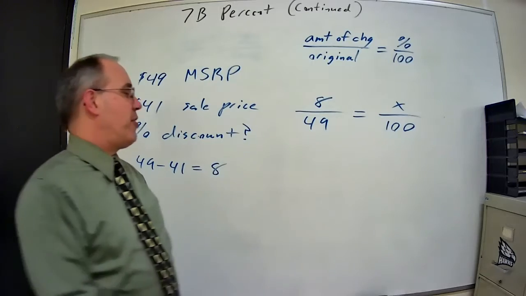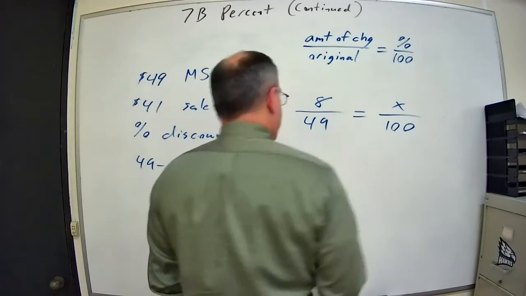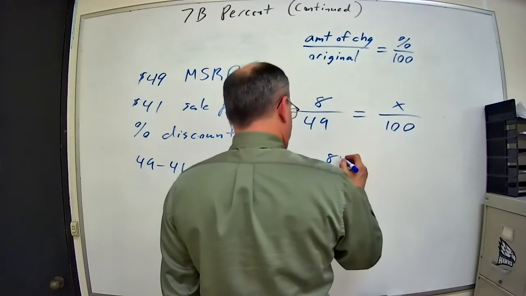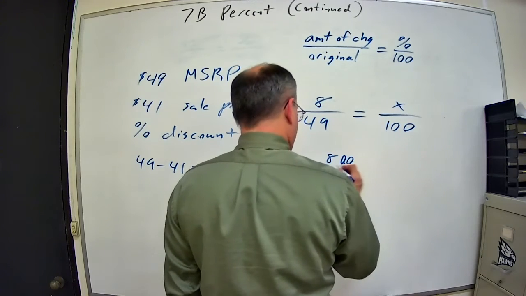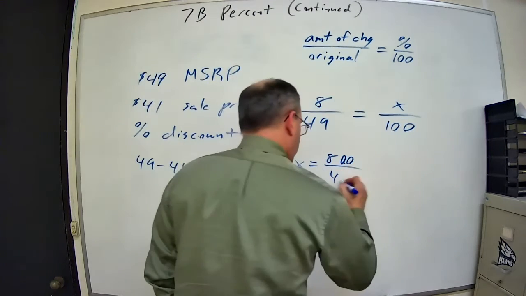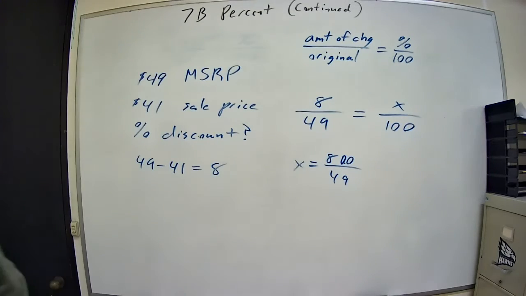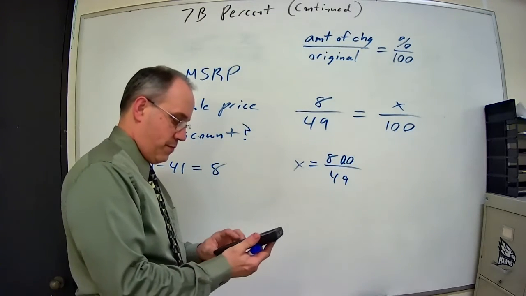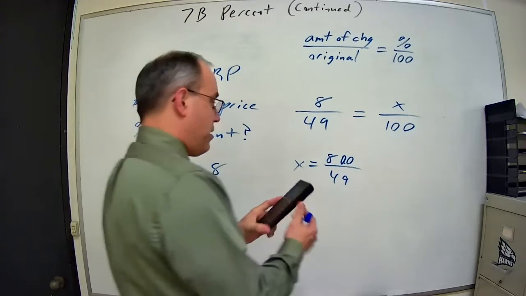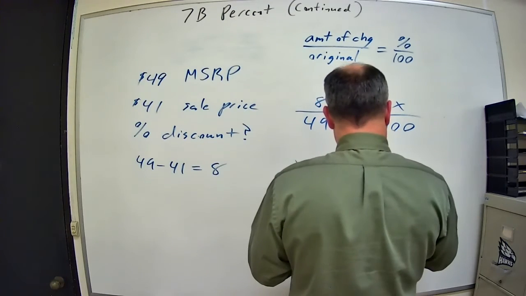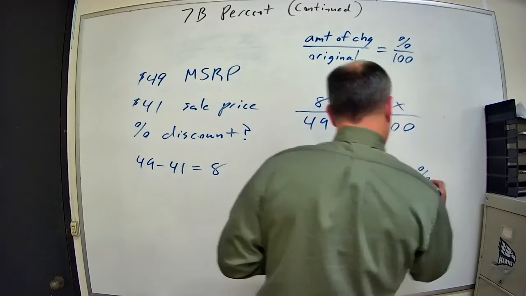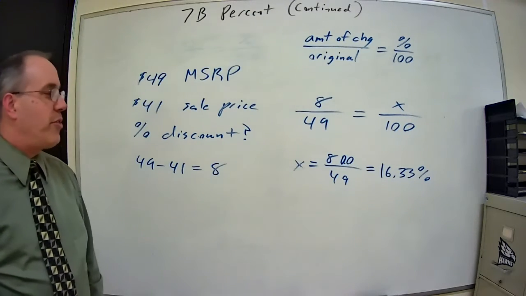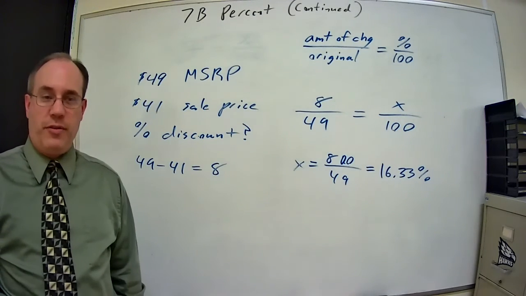Back into that original question again, right? So now x is equal to, well, multiply the diagonal. 8 times 100 is 800 divided by 49. So 800 divided by 49 gives you 16.33%. So that is a 16.33% discount.